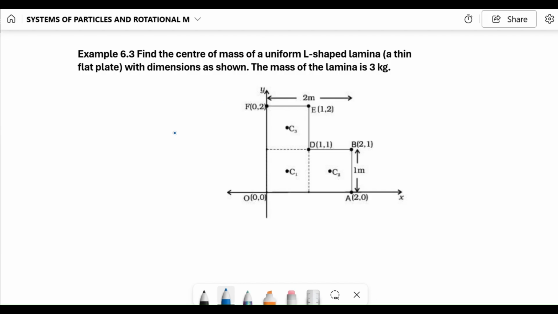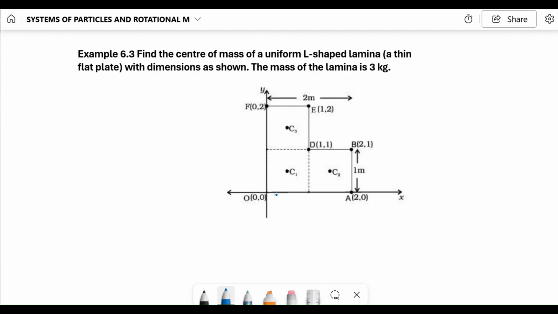Okay, here we have another example, 6.3. Find the center of mass of a uniform L-shaped lamina, a thin flat plate, with dimensions as shown. The mass of the lamina is 3 kg. Okay, so here we have given the diagram.